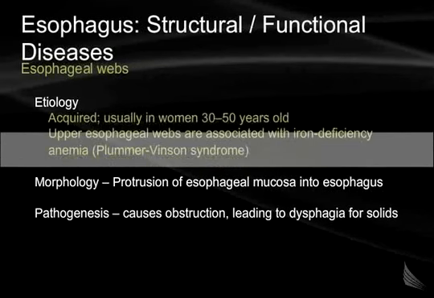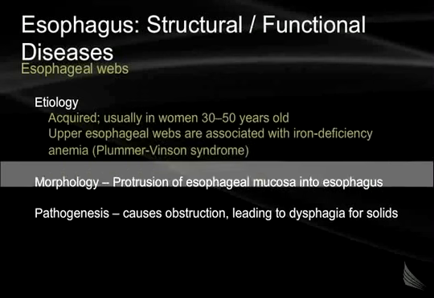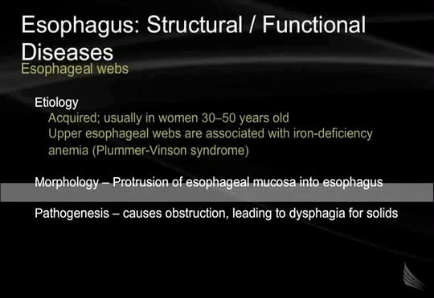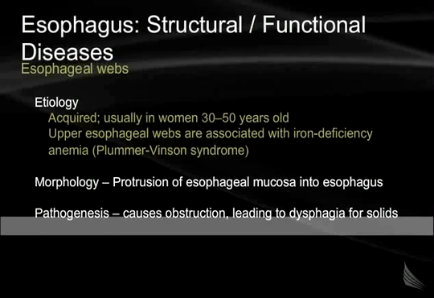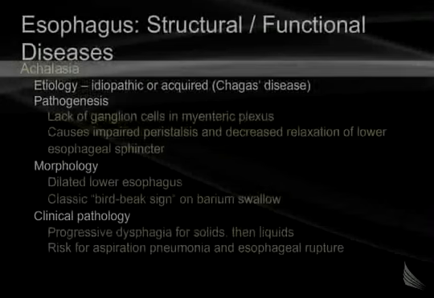Esophageal webs are usually an acquired disorder, usually in women 30 to 50 years old. Upper esophageal webs are associated with iron deficiency anemia in the condition called Plummer-Vinson syndrome. Remember, Plummer-Vinson syndrome is also associated with esophageal carcinoma, squamous cell type. The morphology is protrusion of esophageal mucosa into the esophagus. The pathogenesis causes obstruction leading to dysphagia for some.